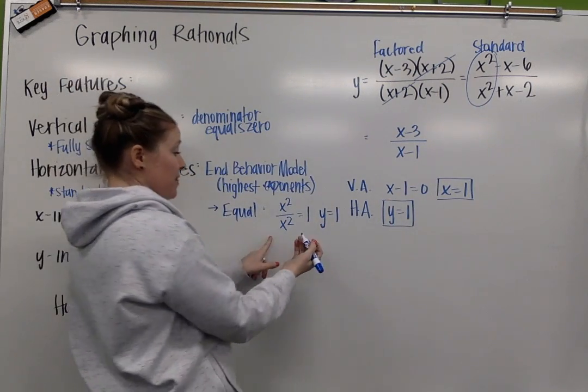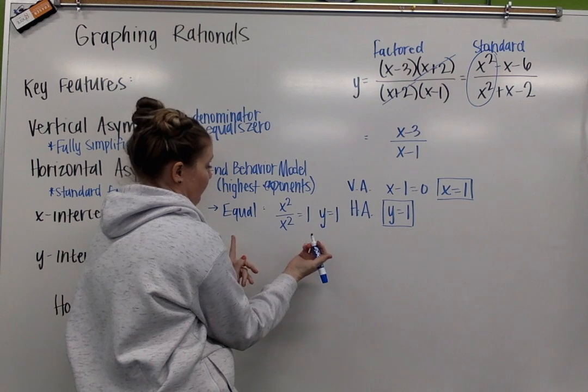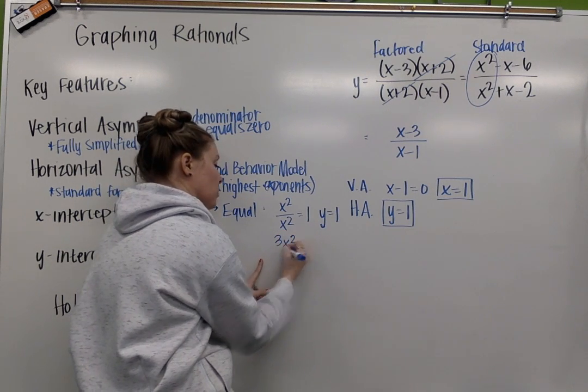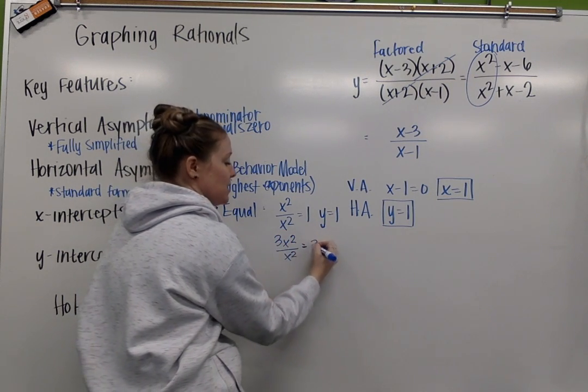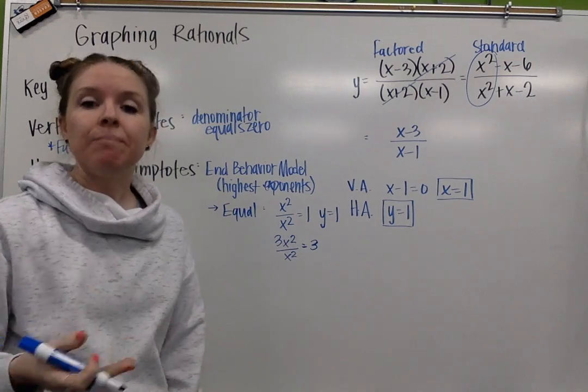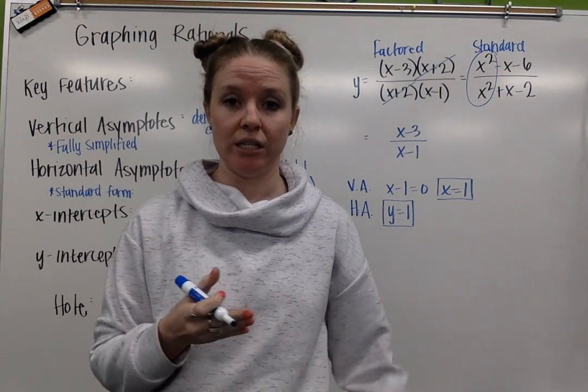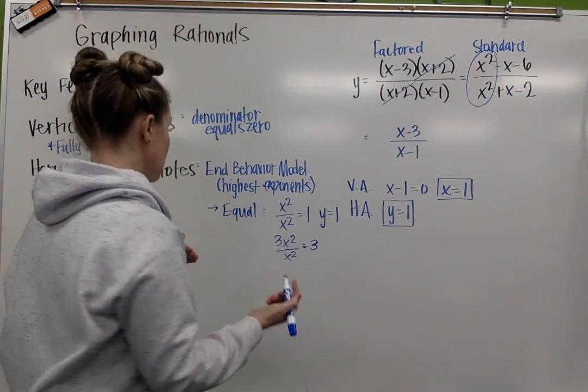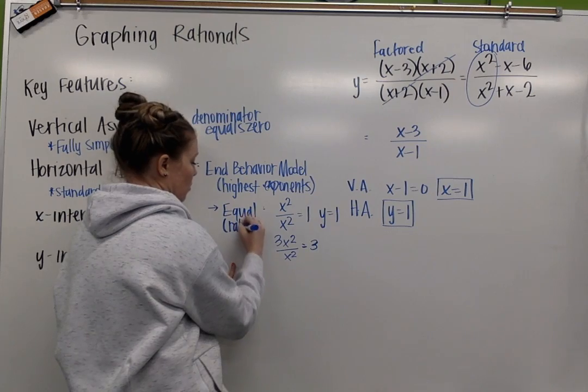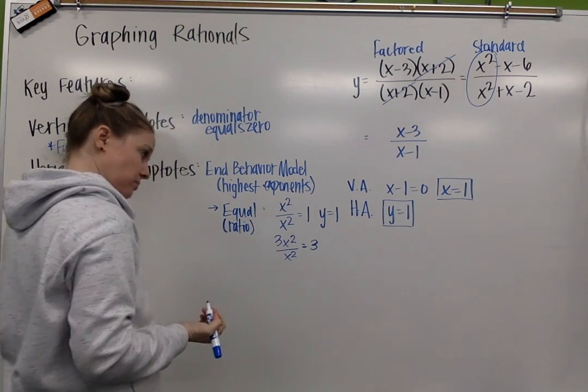Okay, if this happened to have said 3x squared over x squared, that's going to simplify down to 3. So then I'd have a horizontal asymptote at 3. So we just look at the ratio there. So I'll put that here. When they're equal, look at the ratio.